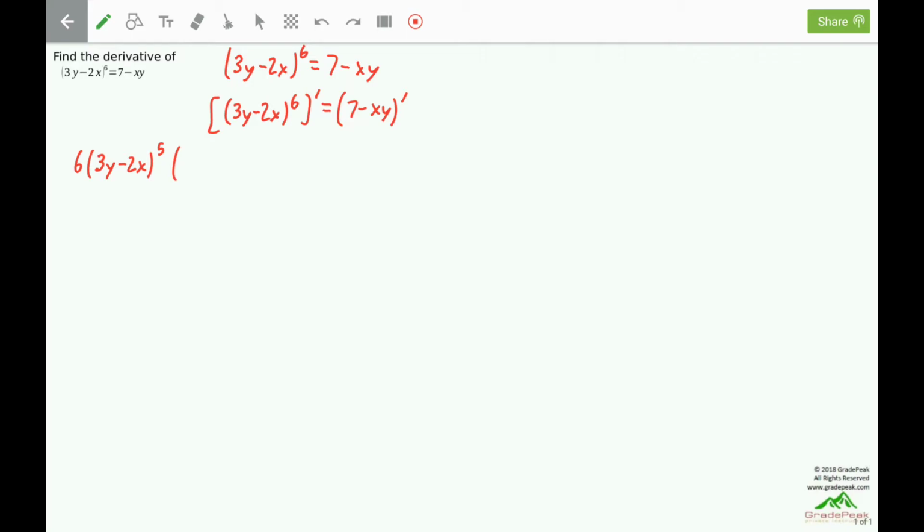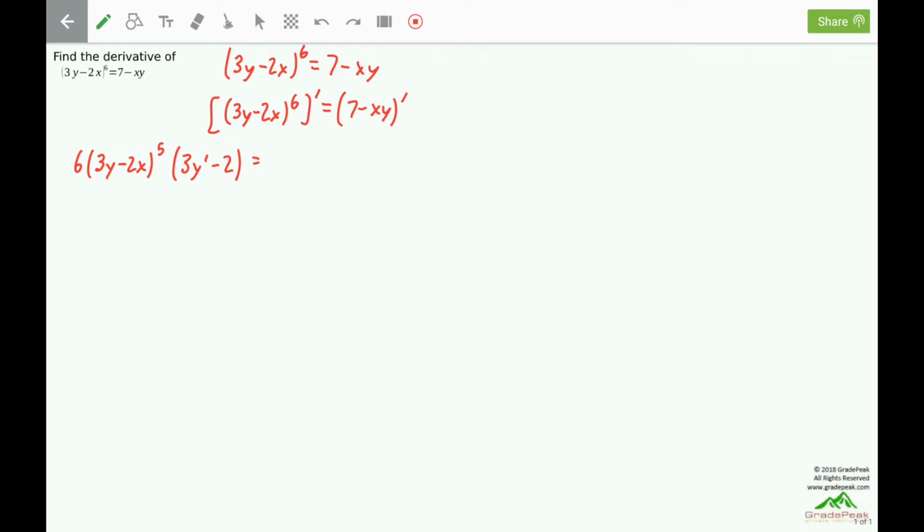The derivative of 3y will be 3 times y prime, because we just took the derivative of a y term. Every time we do that, we get a y prime. The second term, minus 2x, the derivative will be minus 2. On the right side, we have the derivative of 7, which is a 0.